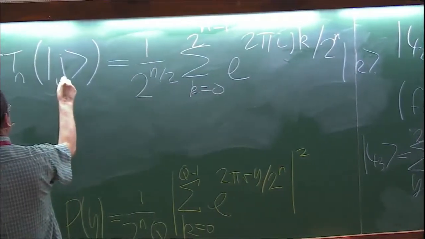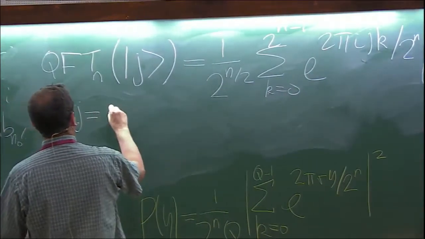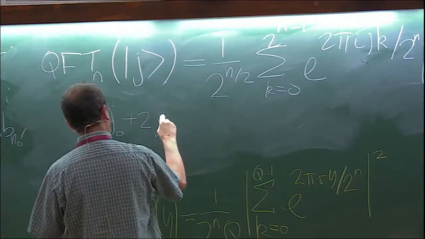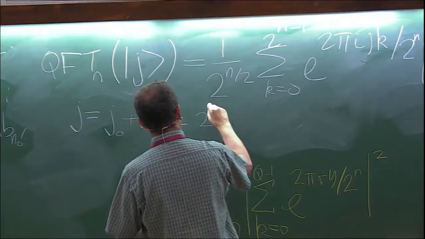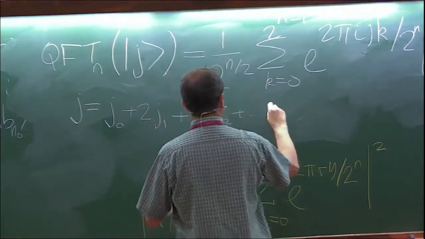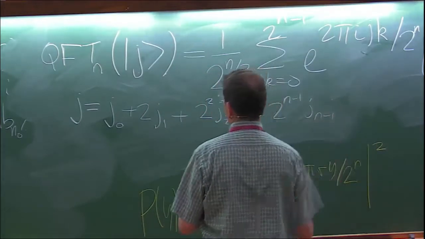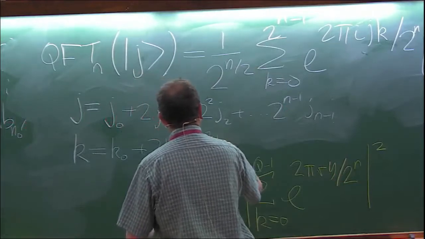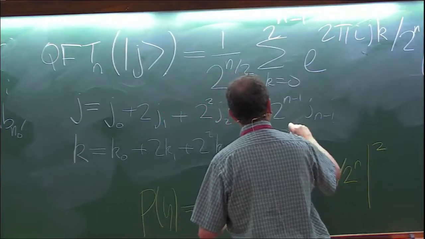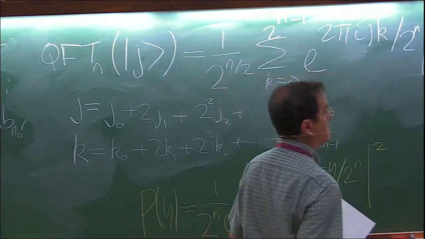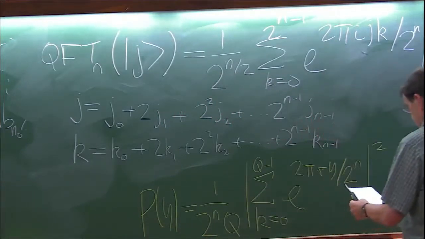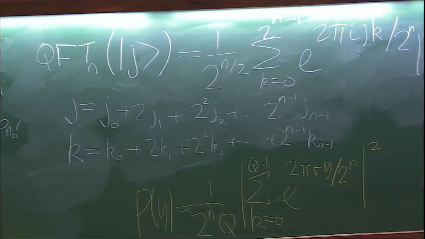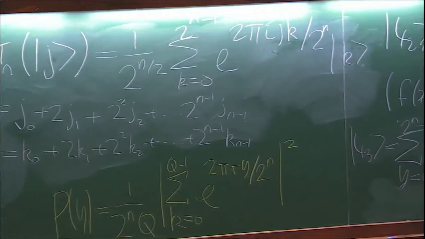So the state j we're going to represent by bits. So the least significant bit is j0. Then it's plus 2 times j1. Each of these j's is 0 or 1, plus 2 squared j2, plus up to 2 to the n minus 1 times j of n minus 1. And similarly for k, it is k0 plus 2 k1 plus 2 squared k2 plus ... plus 2 to the n minus 1 times k of n minus 1. So what we have in the exponential is jk over 2 to the n. So I think I can probably rub this out now and give myself a bit more space.